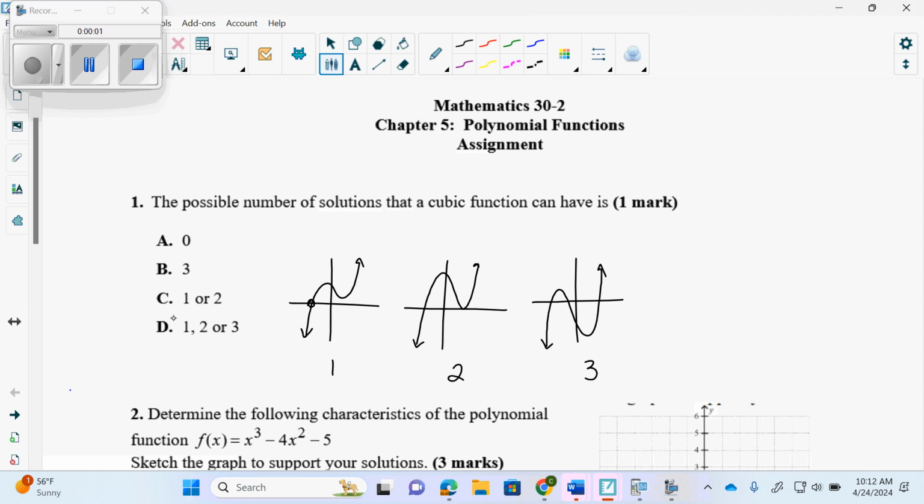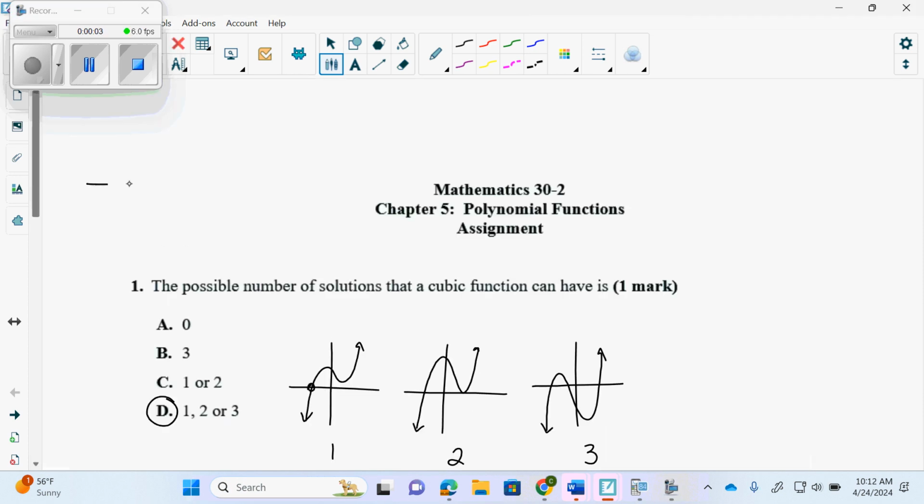1, 2, 3. Little review. What about linears? Just one. Linears only have one. So if linears have one, we have at minimum 1. We also have at maximum the degree. What's the degree of a linear? Degree 1. So at minimum it has 1, and at maximum it has 1 because it's degree 1. So it can have 1.